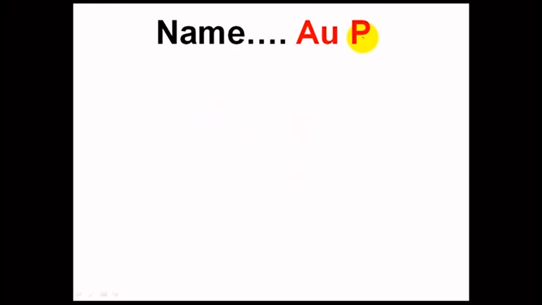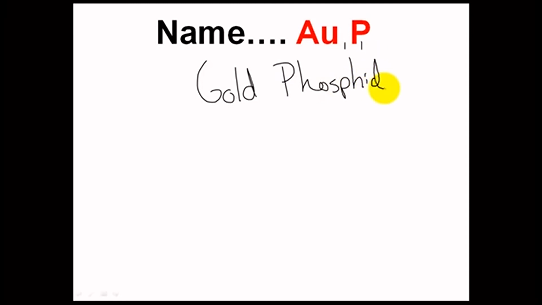Alright guys, let's check out this problem here. And this problem, I have 1 gold and 1 phosphorus. And I'm going to name this gold phosphide. The only thing is that I do need some parentheses on the inside here, and I'm going to put a Roman numeral inside here. So let's figure out what the charge on gold is.